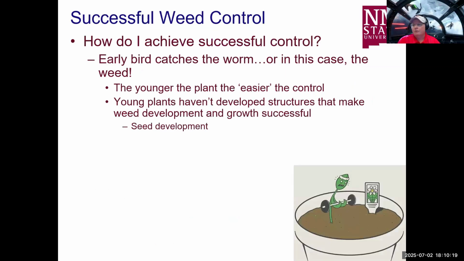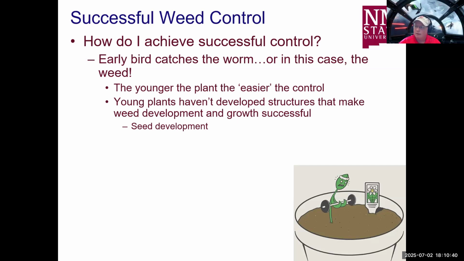So one of the things that we talk about with integrated pest management is how do we achieve successful control? Say you have a noxious weed in your area. What are some of the considerations that we need to make? Well, you've probably heard the saying, the early bird catches the worm. Well, in this case, the early bird catches the weed. The younger the weed is, the smaller the population, the easier it is to control.